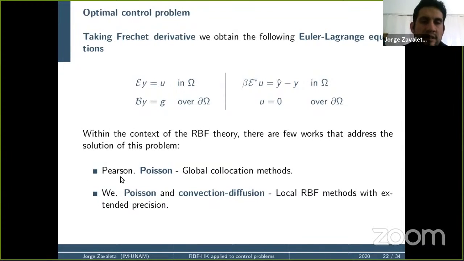Pozo was the first to use global collocation to solve this kind of problem, a Poisson constrained optimization problem. But we work, as I said, on convection diffusion, applying local radial basis functions to extend their use to larger problems, because this was the main criticism of the method given by Pozo, but it can be solved by using local radial basis function methods.